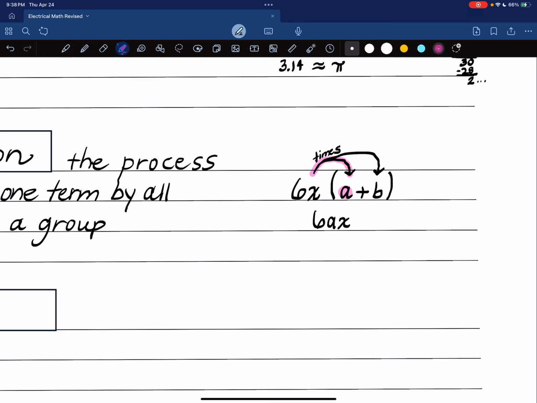And then 6x times b is going to give me 6bx. And we keep the plus sign in the middle. This process that I've colored there for you is called distribution. It's always multiplying, and you take the outside term to each one of the inside terms. We will see this again when we do some equations.